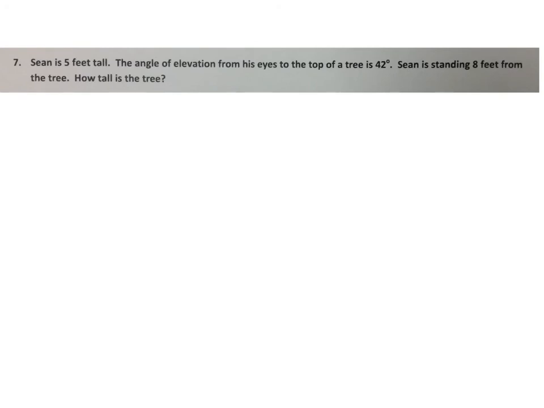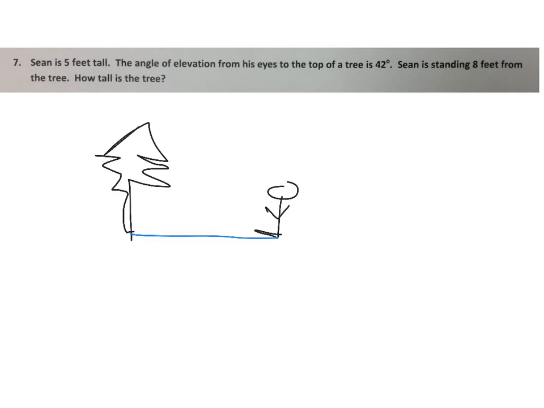Number 7 is a word problem and it has no pictures, so we want to make sure we draw one. Sean is 5 feet tall. The angle of elevation to the top of a tree is 42 degrees. He's standing 8 feet from the tree, and I want to know how tall the tree is. So I'm going to draw a picture that models this. I'm not an artist. There's my tree, and here is Sean. We know that Sean is standing 8 feet from the tree. He is 5 feet tall, and then this triangle is made from his eyes to the top of the tree.